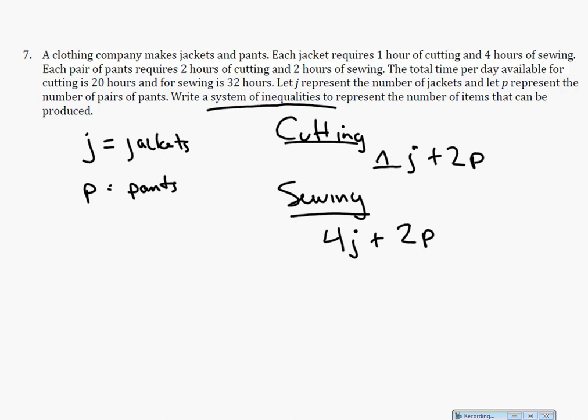So right now there is kind of a representation of how many hours it's going to take to cut and sew jackets and pants. So now here's where that second piece of information comes in. The total time per day is 20 hours for cutting and 32 hours for sewing. So that means cutting has got to be less than or equal to 20 hours. Sewing has got to be less than or equal to 32 hours. All right, so that's going to be my system of inequalities.